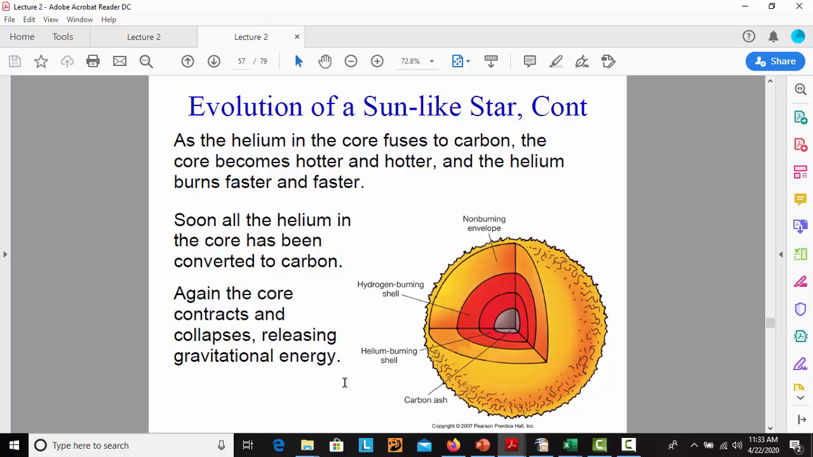And these are the evolution of sun-like stars, right? About the same size as the sun. As the helium in the core fuses to carbon, the core becomes hotter and hotter, and the helium burns faster and faster. Soon all the helium in the core has been converted to carbon. And again, the core contracts and collapses, releasing gravitational energy.